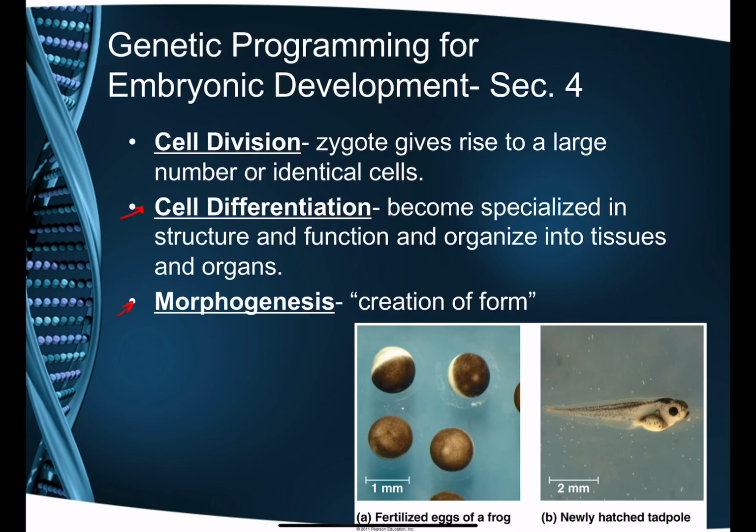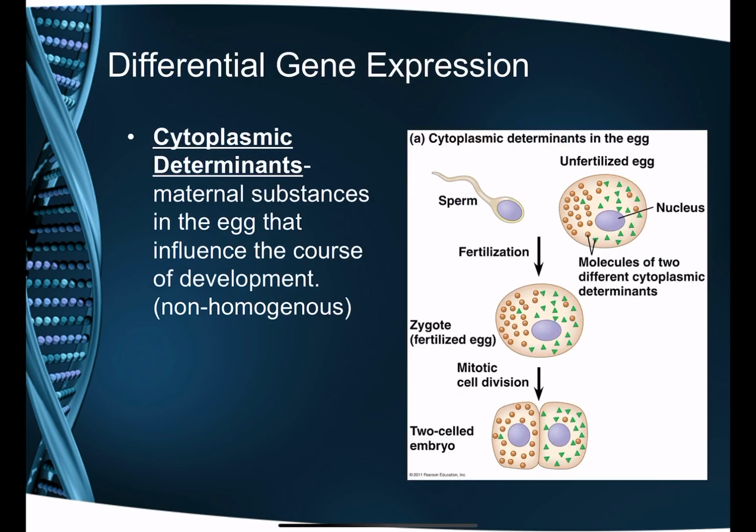And so in the egg that you get from your mom, you have cytoplasmic determinants in it. So those are substances that the mom provided in the egg. It can be RNA, it can be proteins, but they set up gene regulation in these first few cells. And so when this first cell divides, you get different cytoplasmic determinants in each of the cells. And the combinations of those cytoplasmic determinants determine what cell type will be formed.